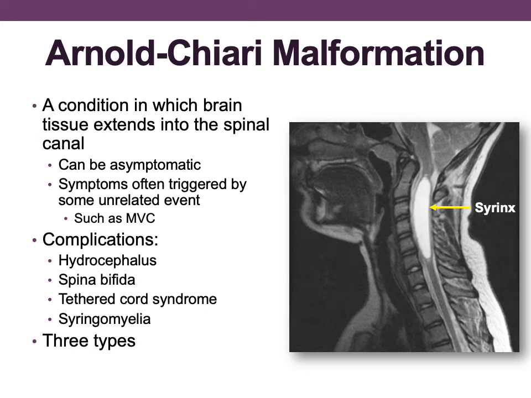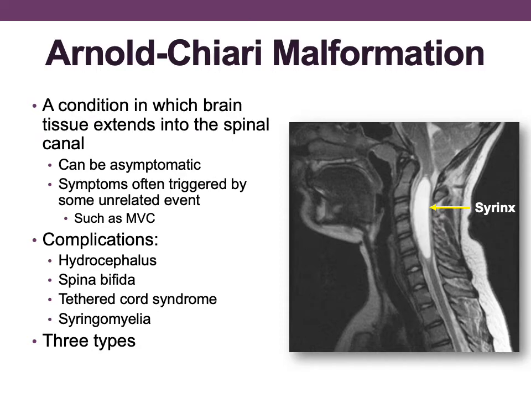Arnold-Chiari malformation is a condition in which the brain tissue extends into the spinal canal. It can be asymptomatic. Symptoms are often triggered by some unrelated event, such as a motor vehicle accident. The complications that are caused by Arnold-Chiari malformation can be hydrocephalus, spina bifida, tethered cord syndrome, or syringomyelia, and that's why it's covered in this lecture here.